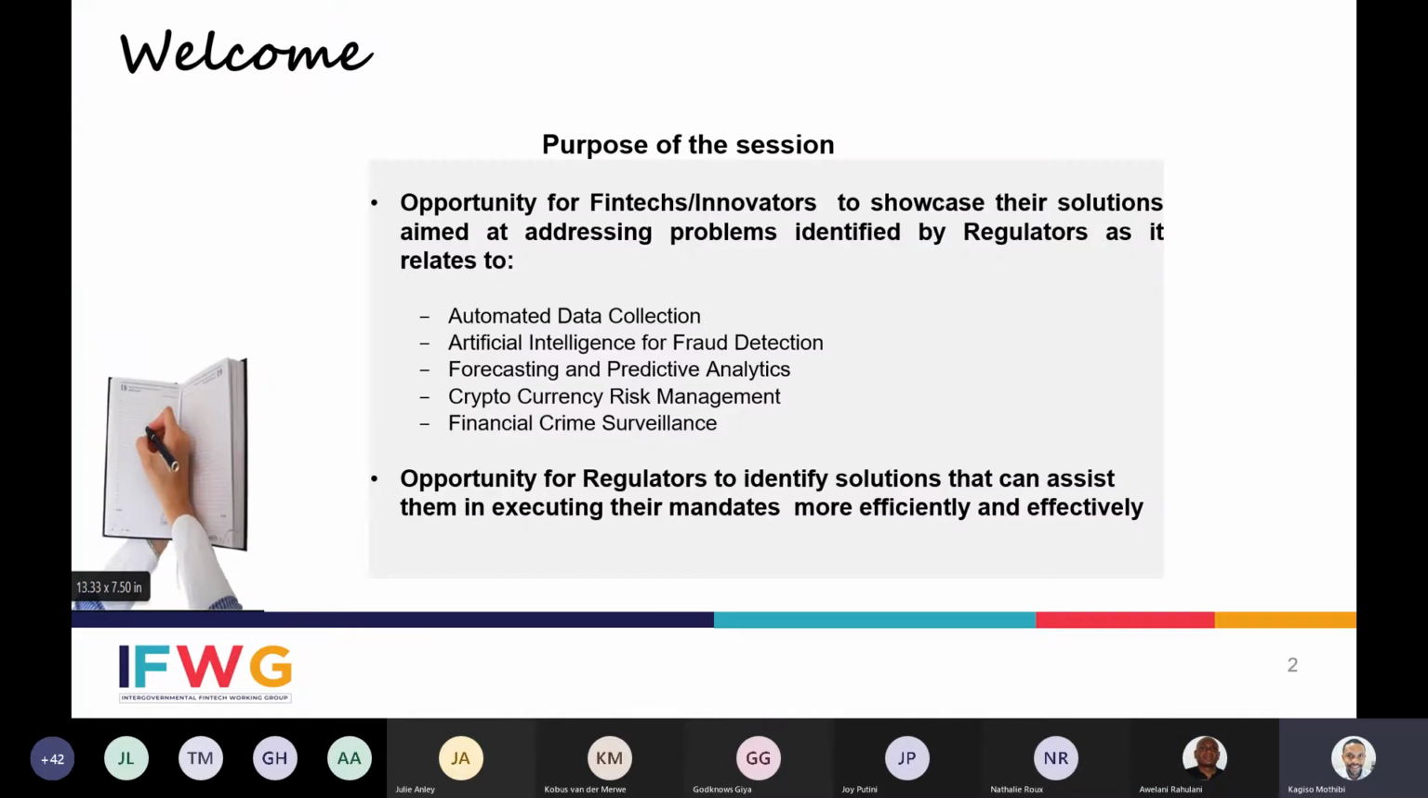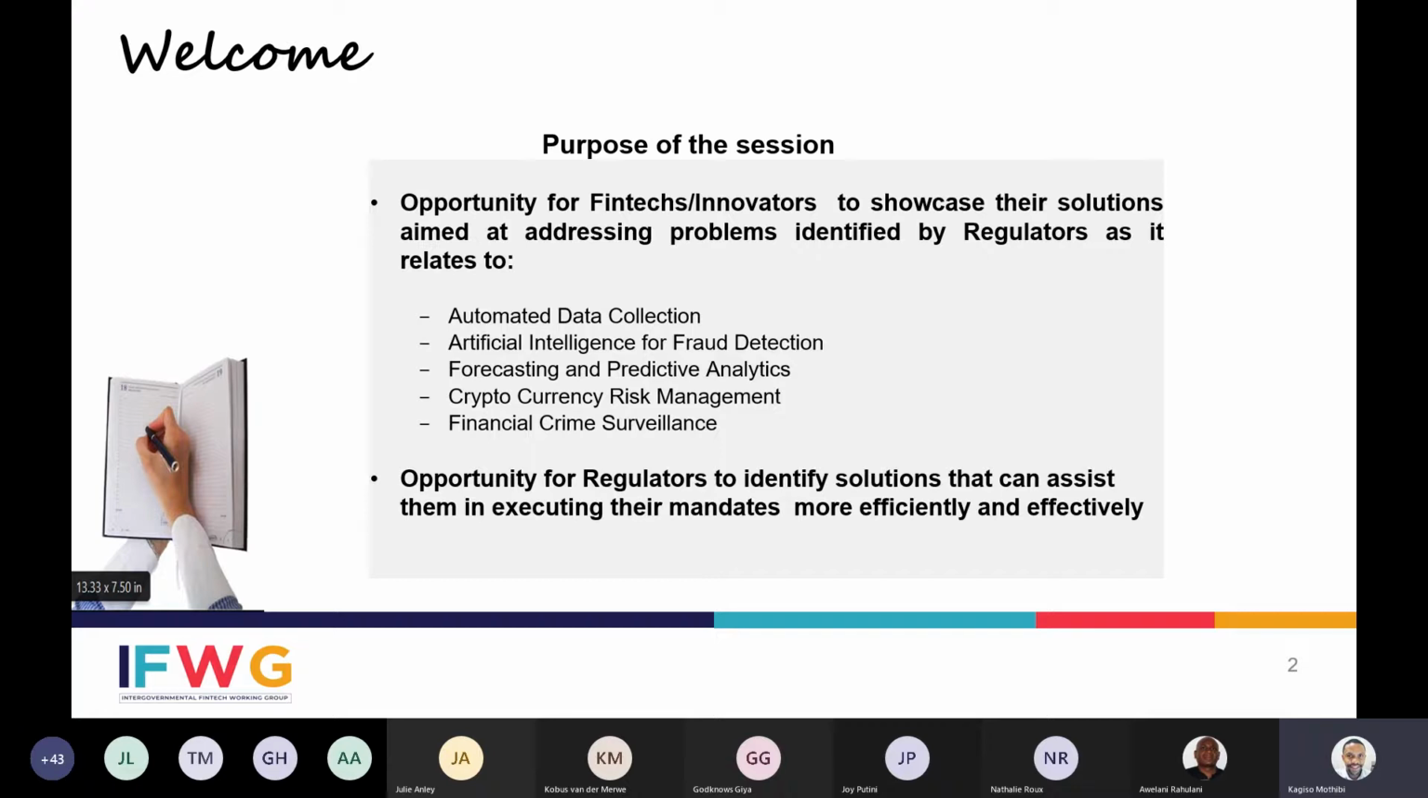So welcome everybody to the 2021 Suptech Hackathon. As you will know, we framed the hackathon around 5 use cases or problem statements that deal with automated data collection, artificial intelligence for fraud detection, forecasting and predictive analytics, cryptocurrency-oriented risk management tools and supervisory technology tools, as well as financial crime surveillance. So what we will see today is concepts, demos, and solutions that aim to address a myriad of problems related to these topics.